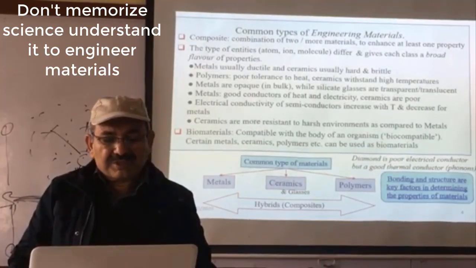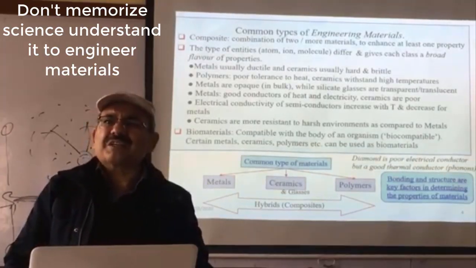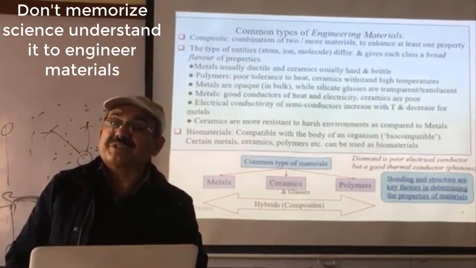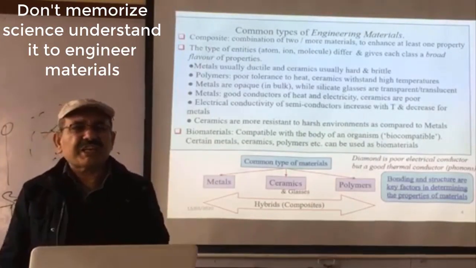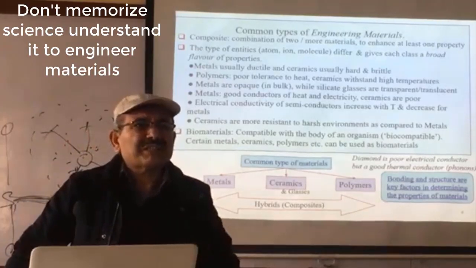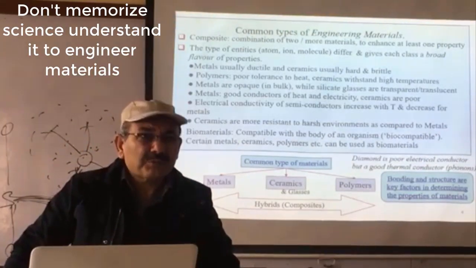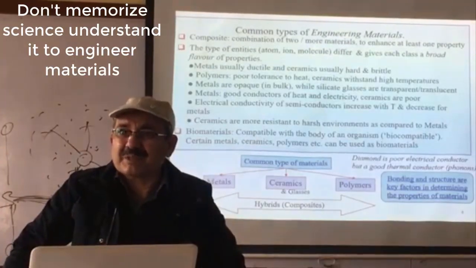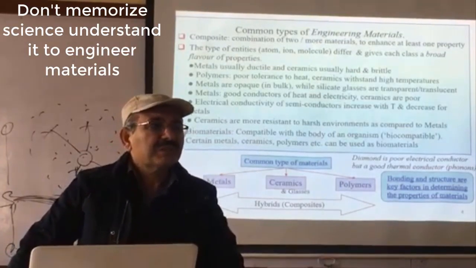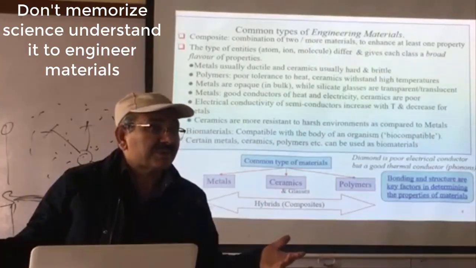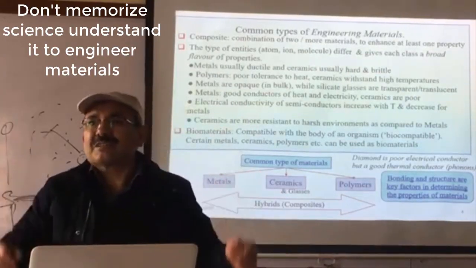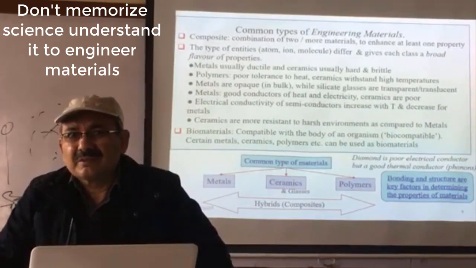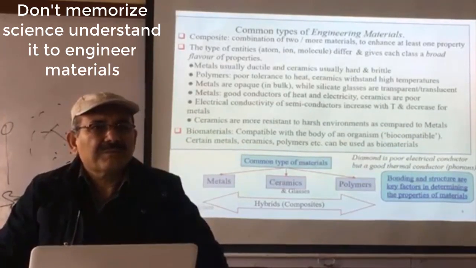Then comes the polymers. They have poor tolerance to heat. Ceramics withstand very high temperatures. When we say withstand high temperature, what does it mean? They don't melt. When we say something withstands high temperature, it means that it doesn't melt at high temperatures. Why is the material not melting at high temperature? As a physicist, can you tell me?